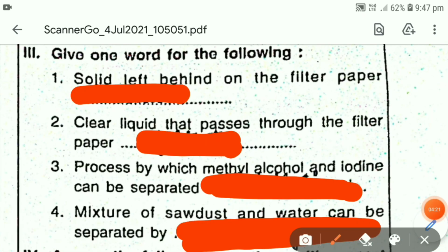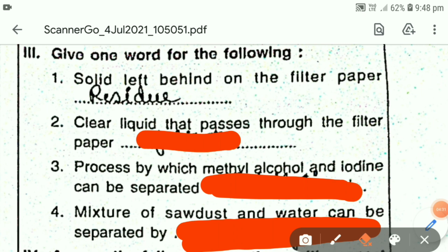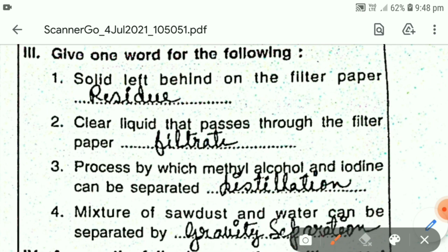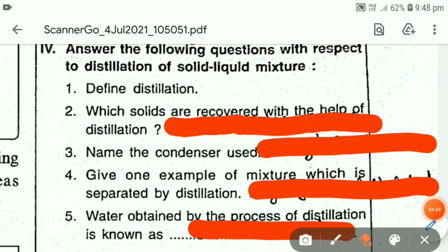Now give one word for the following. Solid left behind on the filter paper is called residue. Clear liquid that passes through the filter paper is known as the filtrate. The process by which methyl alcohol and iodine can be separated is distillation. A mixture of sawdust and water can be separated by gravity separation.